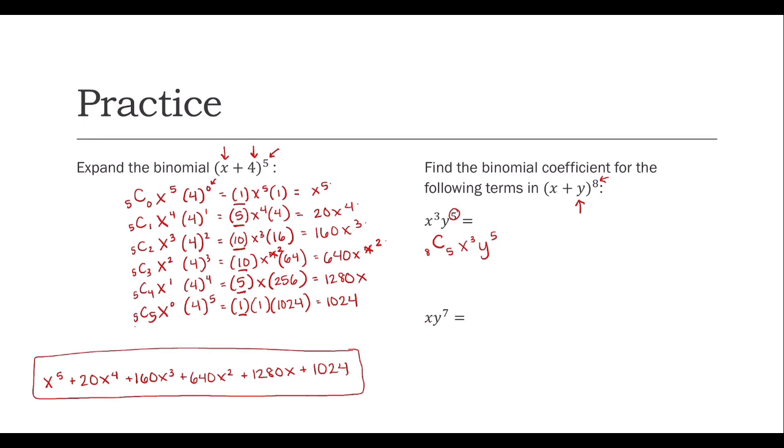So 8 choose 5, we can use our calculator to find that, and we'll find that 8 choose 5 is 56. So we have 56x cubed y to the 5th. So our binomial coefficient is just this 56 right here.